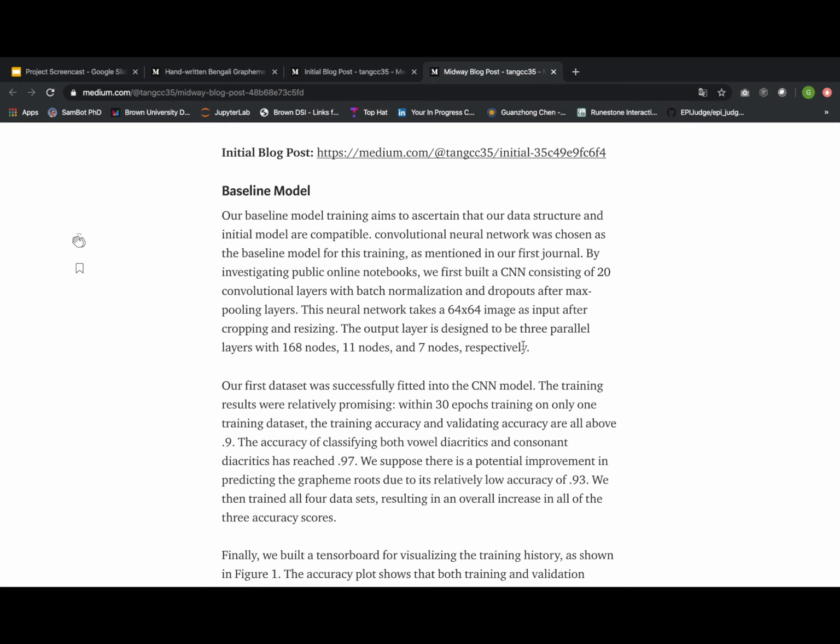It turns out that after training, our dataset was fitted into the initial model successfully. Here is the result. With 30 epochs of training on a batch of the training dataset, the training accuracy and validation accuracy are all above 90%. Specifically, the accuracy of classifying both vowel diacritics and consonant diacritics has reached 97%. Finally, we have built a TensorBoard visualizing the training history.